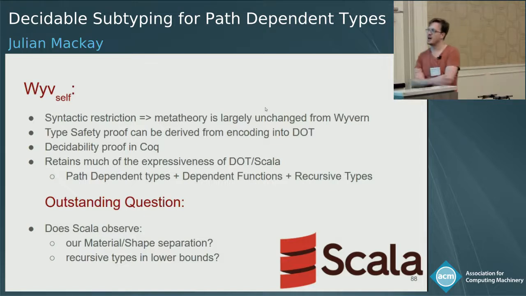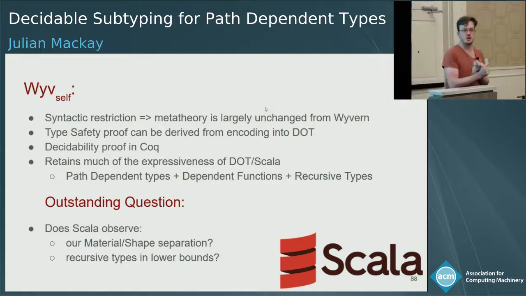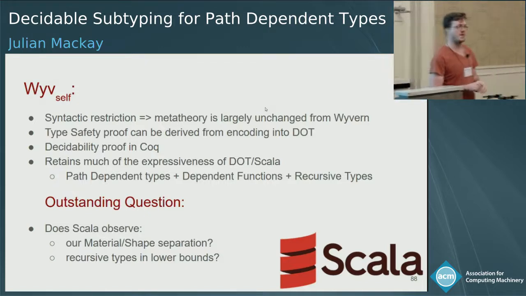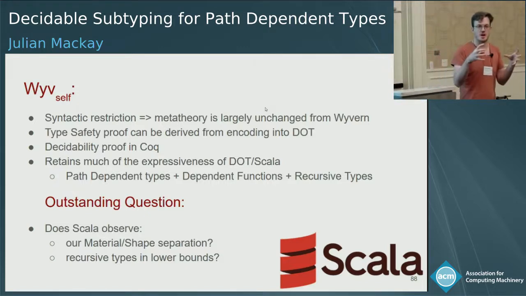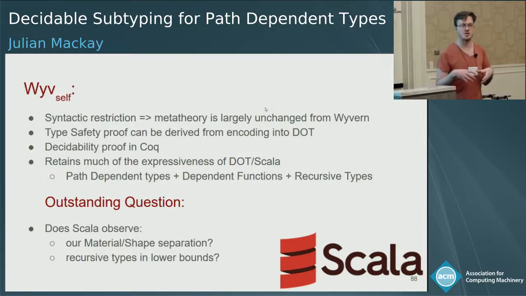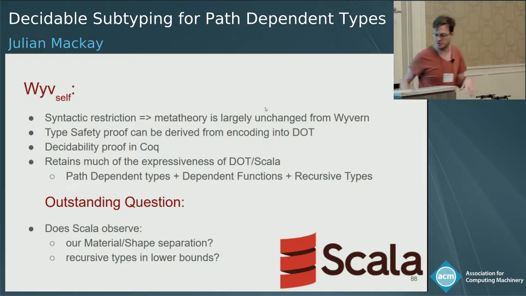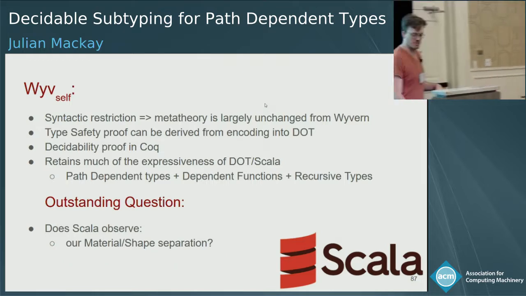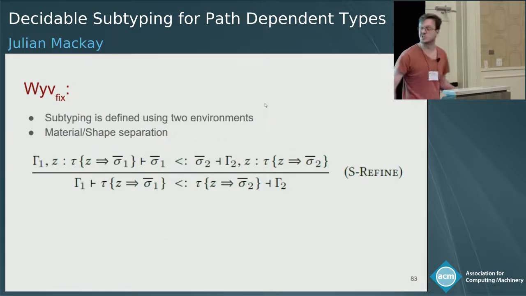There are some distinctions. Most notably, DOT has full intersection and union types. We left this out because we wanted to focus mainly on the aspects we felt were these dependent function types, path-dependent types, and recursive types. There are other aspects. Because they've got this general idea of what an intersection is, we've had to give a more specific version of an intersection, which are these type refinements.